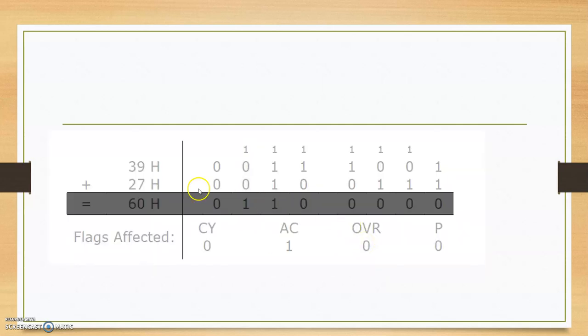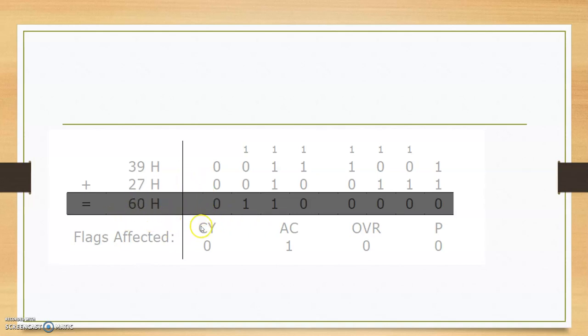Let's take another example, that is 39 plus 27. You have the values 39 plus 27. 1 plus 1, you get 0 with carry 1. 1 plus 1 is again 0 with carry 1. Here also 0 with carry 1, and 0 with carry 1. Then 1 plus 1 plus 1, that is 1 with carry 1. You get 1 and 0 here. So you get the result 60.